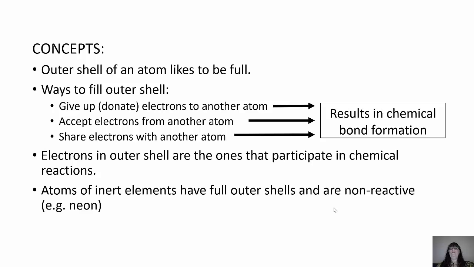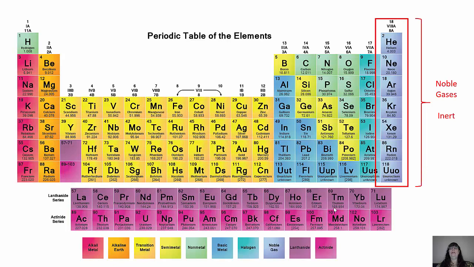Atoms of inert chemicals have full outer shells and are non-reactive. These are referred to in the periodic table as the noble gases. Neon is an example. If an atom has a full outermost shell, it can't react with anything because it can't accept electrons or do anything. That's why they are called inert elements, meaning they're non-reactive. Here, this last column is the noble gases. They are all inert, which means that their outermost shell is full. So you've got helium, neon, argon, krypton, xenon, radon, and that last one.